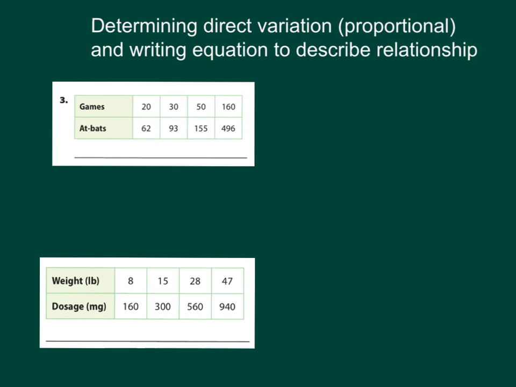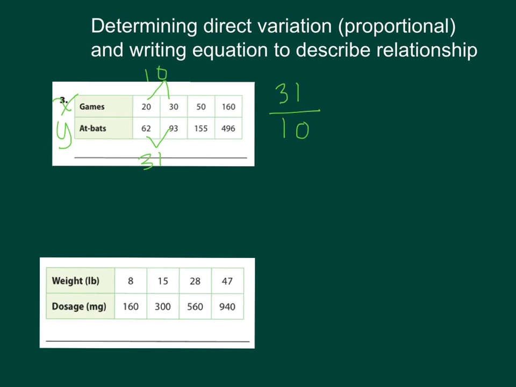So in these examples, we're looking to see if these are direct variation relationships or if they are proportional relationships. Direct variation just means that it is a proportional relationship. And so we're looking just to see if they are proportional relationships or not. So when I look at the first one, I'm looking at the change between them. If I look at the change in the at-bats, I get 31. The change in the games is 10. Remember, I'm putting my y over my x, so my at-bats is going over my games.